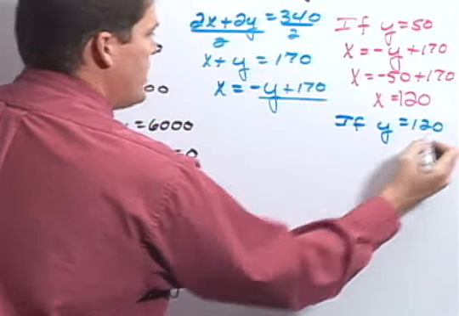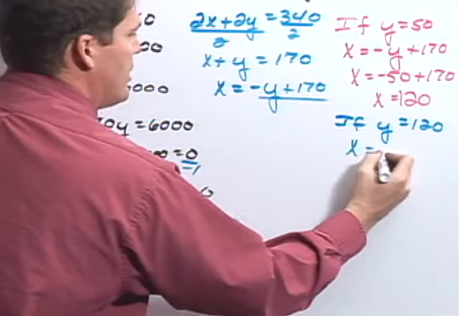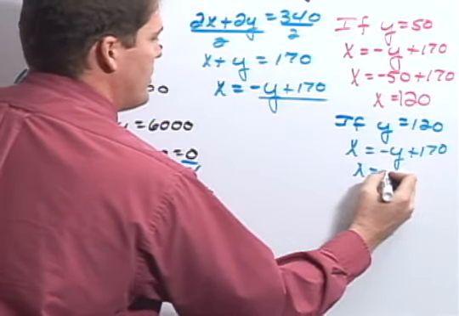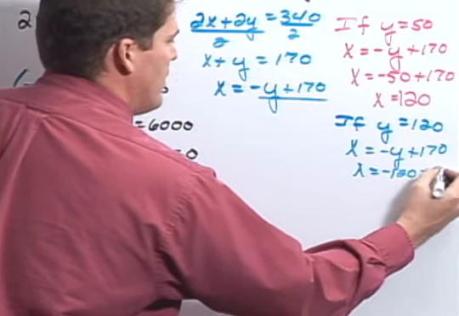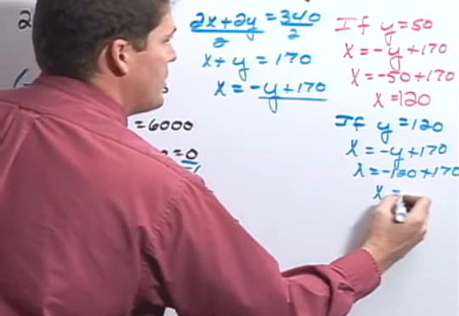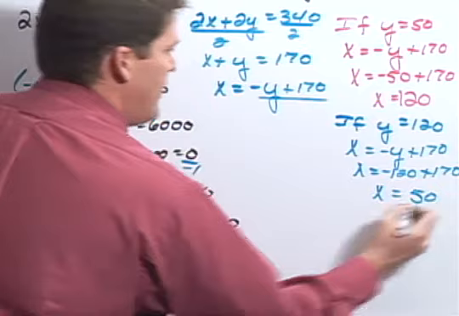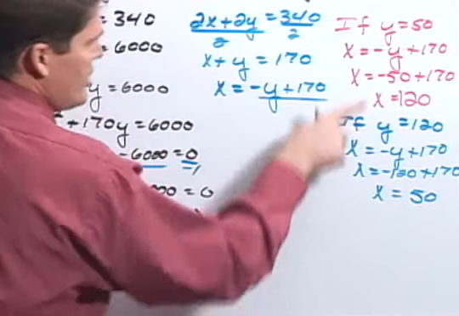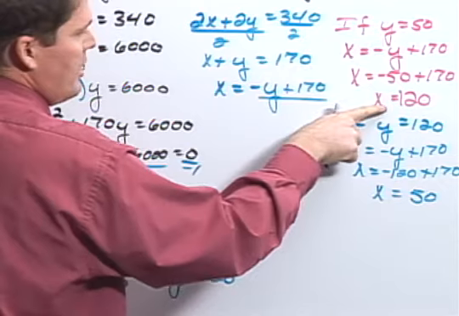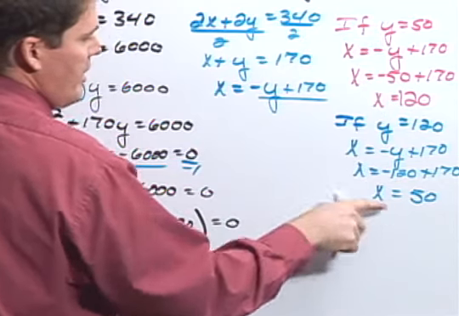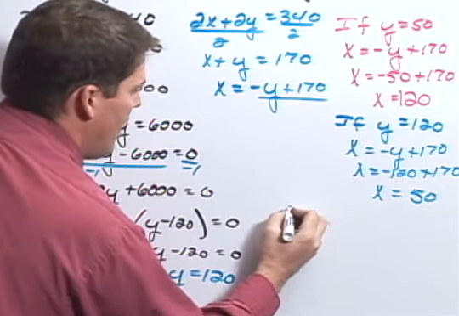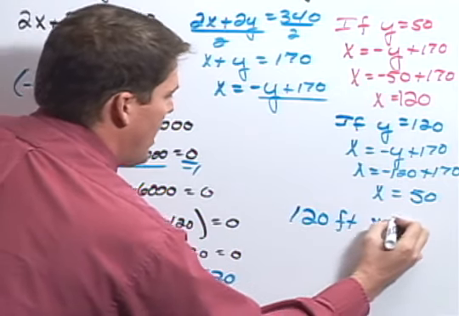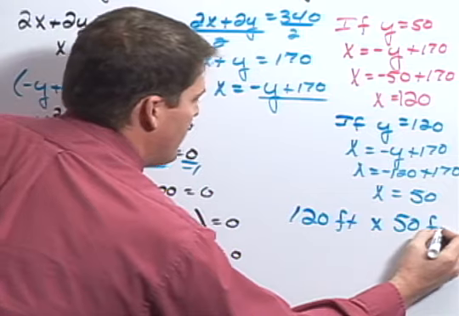If y equals 120, then x would equal negative y plus 170, or x would equal negative 120 plus 170, or x would equal 50. So either way, my dimensions are 50 and 120, or 120 and 50, so the corral is 120 feet by 50 feet.